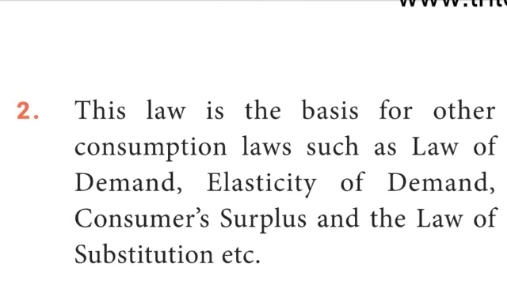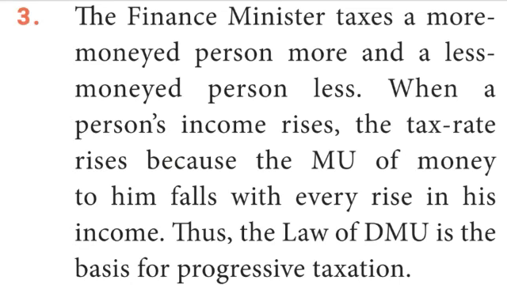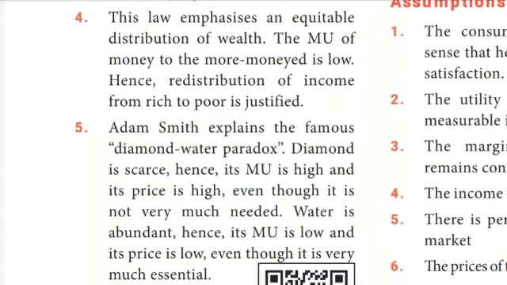Second, this law is the basis for other consumption laws such as the law of demand, elasticity of demand, consumer surplus, and the law of substitution, etc. Third, the finance minister taxes a more moneyed person more and a less moneyed person less. Fourth, this law emphasizes equitable distribution of wealth. Fifth, Adam Smith explains the famous diamond-water paradox.